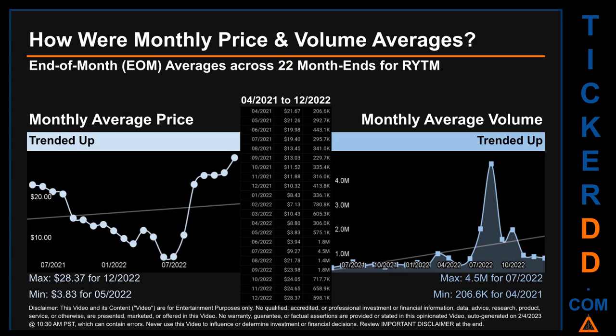The maximum end of month average price was $28.37 for 12/2020 seconds, while the minimum was $3.83 for 05/2022. Looking at volume, 07/2022 and 04/2021 respectively saw the highest and lowest monthly average volume at 4.5 million and 206.6 thousand.